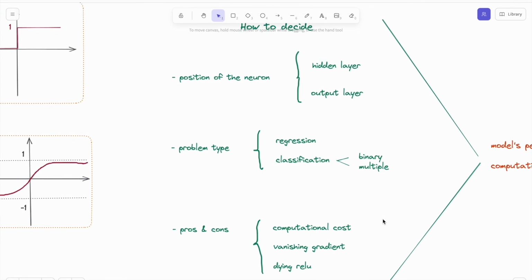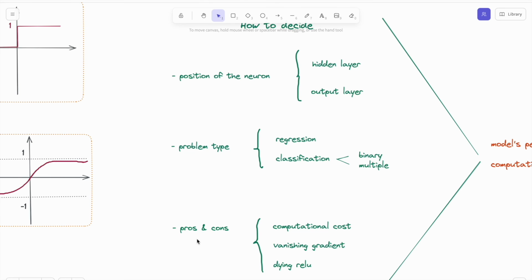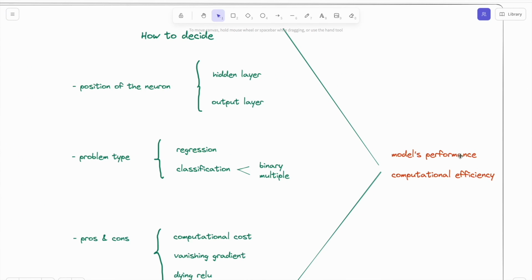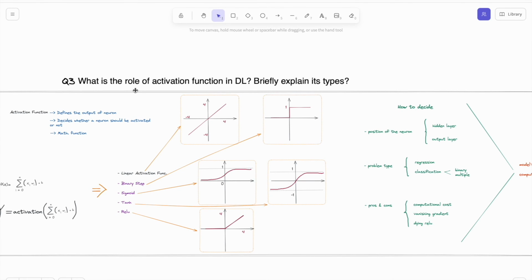So before the decision, you should consider the pros and cons. The computational cost, there can be some problems like vanishing or exploding gradient or dying ReLU. So you should understand the advantages and disadvantages of activation functions. Because they are quite important, they affect the model's performance, the success, and also computational efficiency. So that's all. This is the simple explanation of the role of activation function in deep learning.